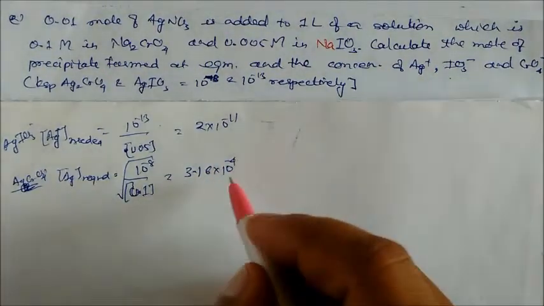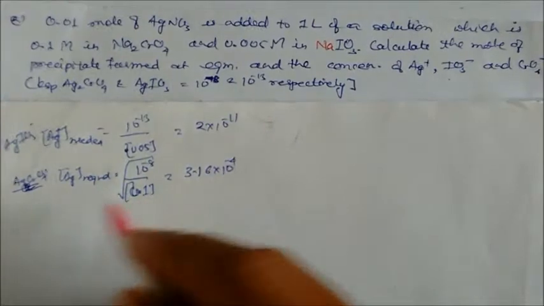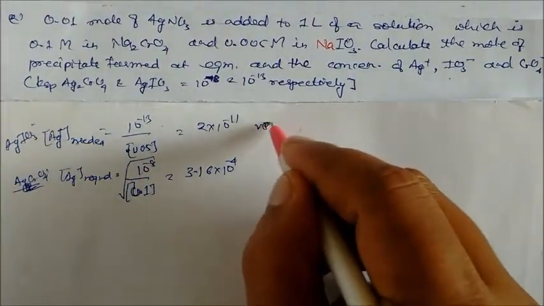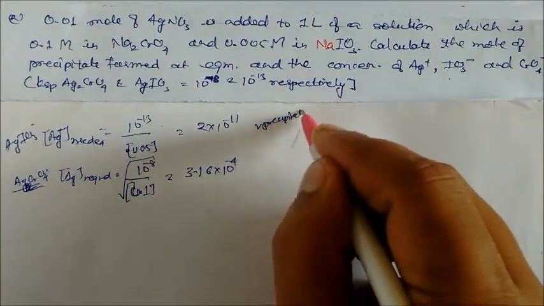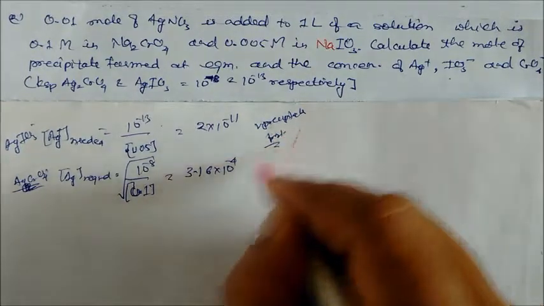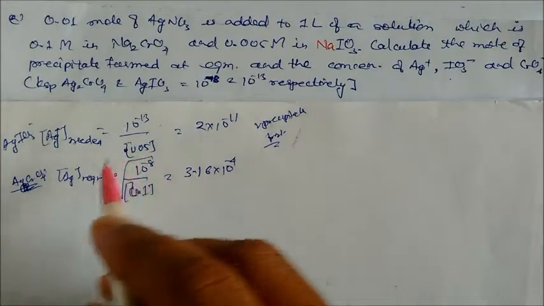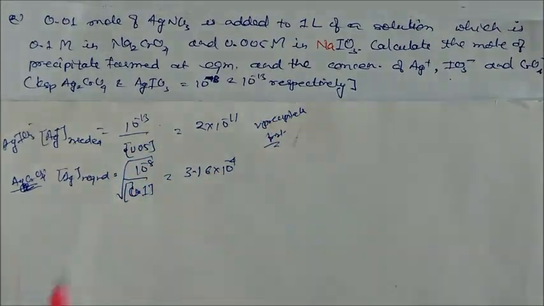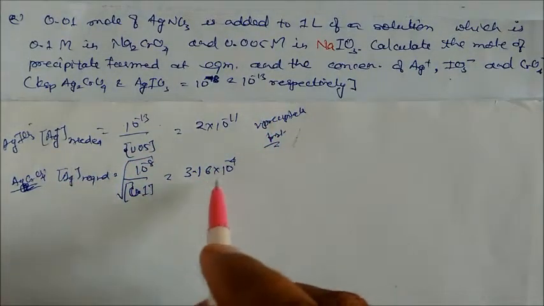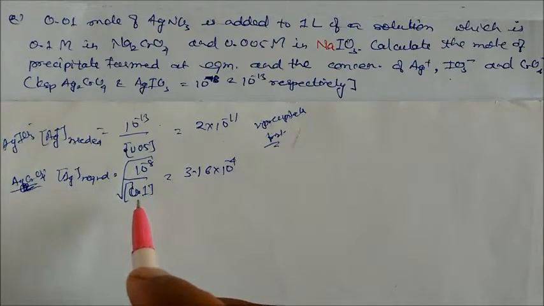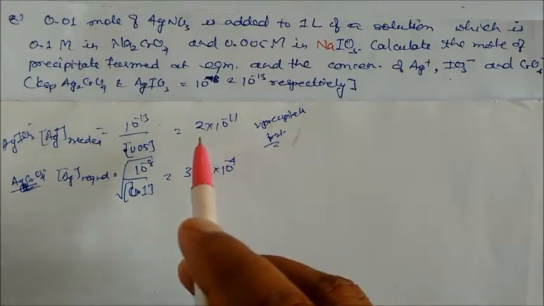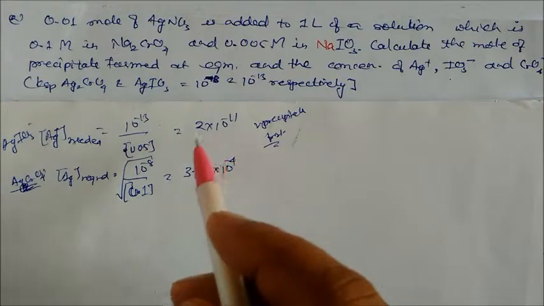Now if you compare silver iodate and silver chromate, it is clear that silver iodate will precipitate first, as it is the less soluble one. If you keep adding silver nitrate, the silver iodate will precipitate first, and when the silver concentration reaches this much, the chromate will start precipitating. So we have to find how much of the silver iodate is precipitated.